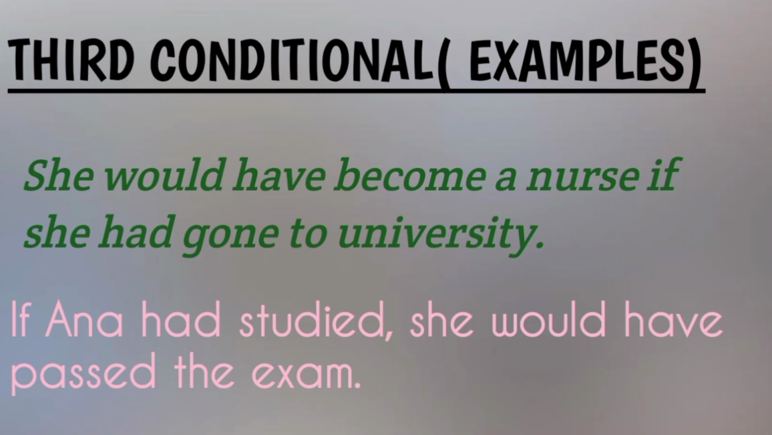Let's have some examples. She would have become a nurse if she had gone to university. So we're using the reverse structure. You have noticed we're not using a comma. The second example: if Anna had studied, she would have passed the exam. Had studied is the past perfect, would have passed, that's the main clause.